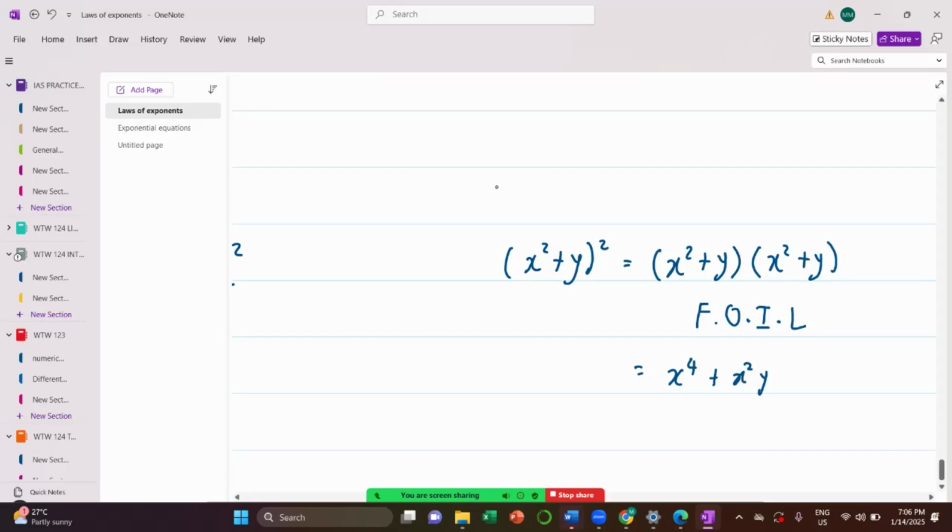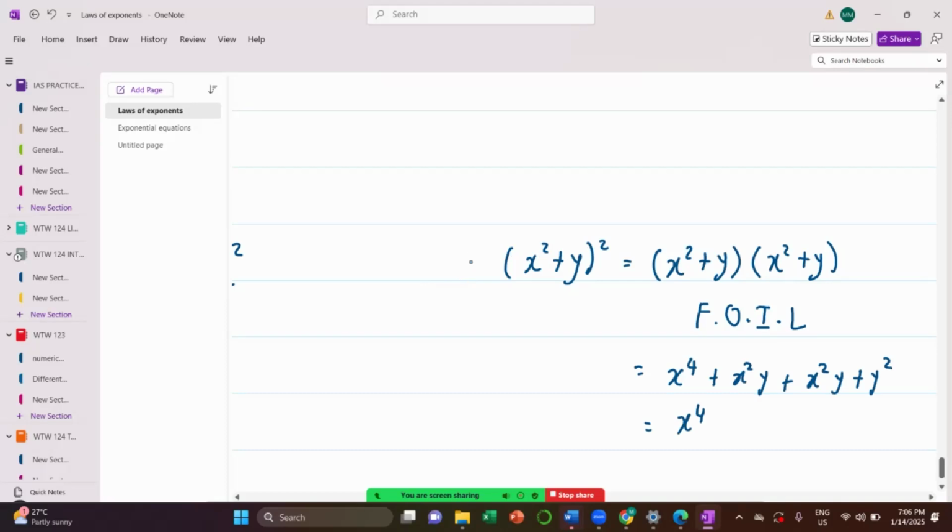And I'm going to multiply the inner terms, x squared by y. It's going to give me another plus x squared y. And then I'm going to have the last terms. So I'm going to have y times y, which is going to be plus y squared. And then this is all going to be what? X to the exponent of 4.